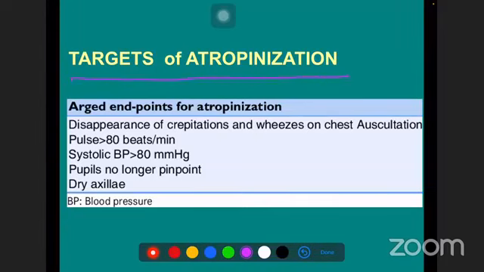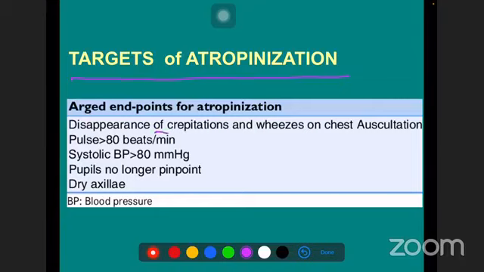So what are the targets of atropinization? For atropinization, we need a target. What are the targets? We cannot cause atropine poisoning, atropine poisoning cannot be done, it should be atropinization, not atropine poisoning. So what are the signs of atropinization? When we do atropinization, atropine has been given well and the patient will be cured. Then what will be done?